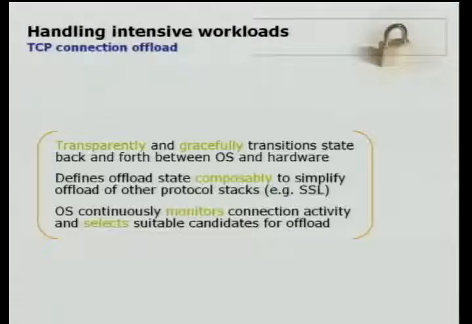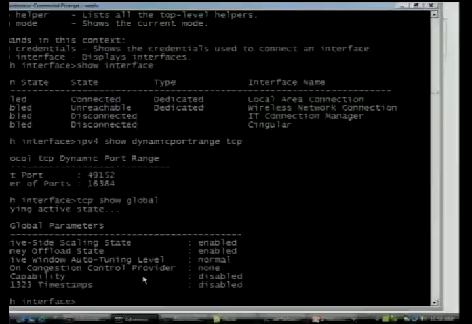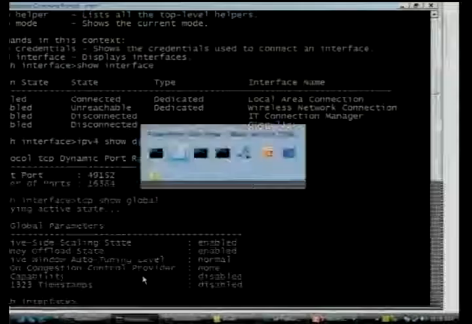Transparent to the application. So the application does not necessarily know that its connection has been offloaded, although it can find out. If you look back at the options that I dumped out, we actually have a chimney offload state in here where you can disable chimney offload on a global basis. If you use netstat to dump connections, you can see for each connection whether or not it's offloaded by just using the netstat option.